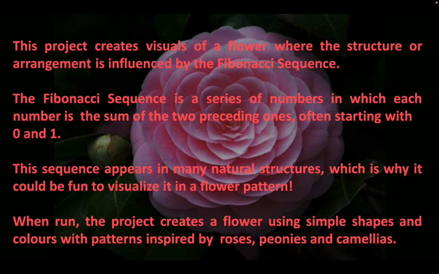This project creates visuals of a flower where the structure or arrangement is influenced by the Fibonacci sequence. The Fibonacci sequence is a series of numbers in which each number is the sum of the two preceding ones, often starting with 0 and 1. This sequence appears in many natural structures, which is why I thought it could be fun to visualize it in a flower pattern. When the program is run, it creates a flower using simple shapes and colors with patterns inspired by roses, peonies, and camellias, which I love.